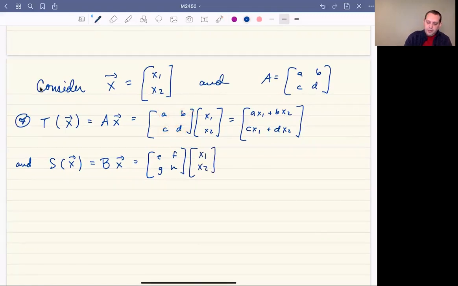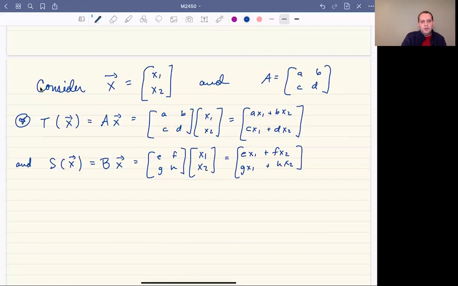And this will have the same process. So B times x is going to be E, F, G, H times the vector x1, x2. And this process will be the same. It's going to be ex1 plus fx2 and gx1 plus hx2.